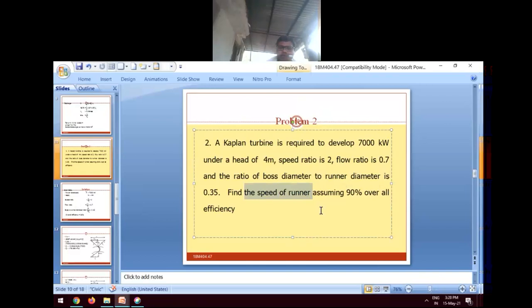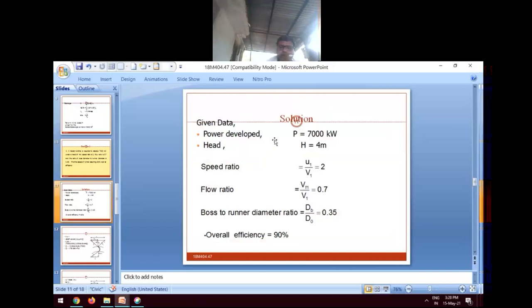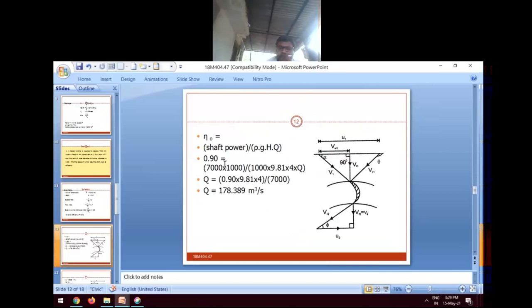The remaining data is given. You have to convert it into symbols, that is power developed P equal to 7000 kilowatts. Head is given, 4 meters. Speed ratio, you have to remember this formula, that is speed ratio equal to U1 by V1 equal to 2, flow ratio Vf1 by V1 equal to 0.7, boss to runner diameter ratio Db by Do equal to 0.35. This data is all given in the problem. Using these correlations, you can calculate the remaining unknown velocity triangle quantities. Overall efficiency is also given, 90%. So this is the inlet and outlet velocity triangle of the Kaplan turbine.